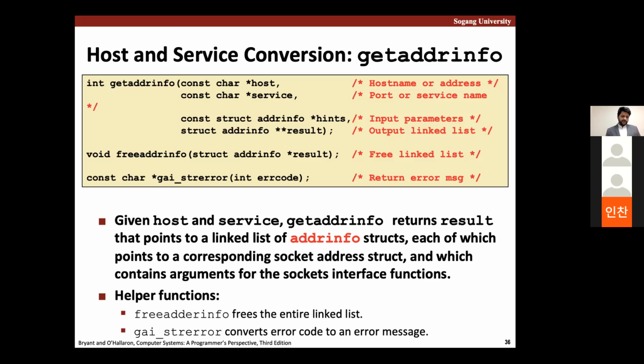Similarly, we have got the error conversion method, gai_strerror. It returns the error message to the client or to your application program. So given host and service, it returns a result that points to a linked list of address information structures, each of which points to a corresponding socket address structure, which contains arguments for the socket interface functions. So there are two helper functions, as I've already explained here.